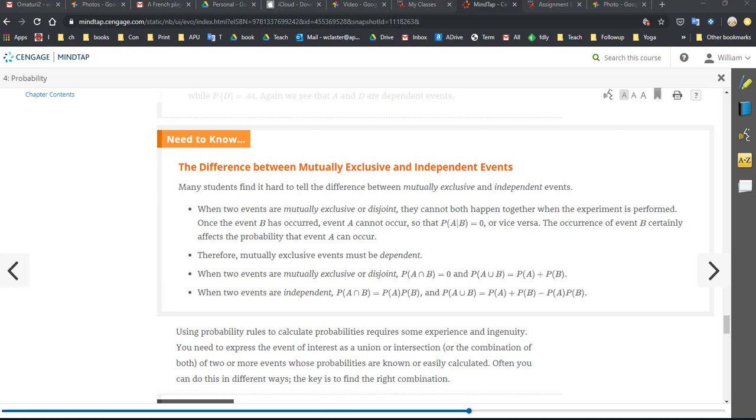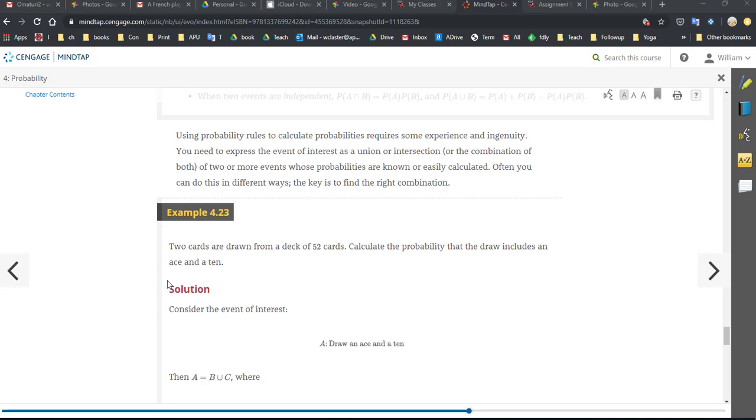Okay, and then they do another example here. Two cards are drawn from a deck of 52 cards. Calculate the probability that the draw includes an ace and a 10. And I'll let you go through that yourself.